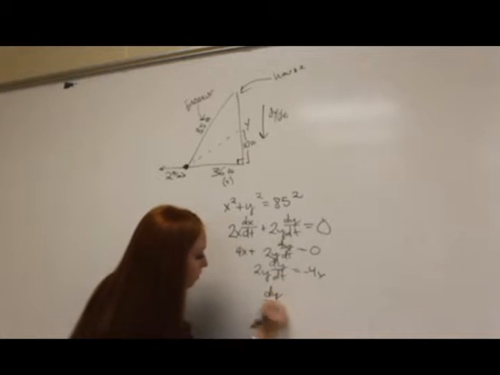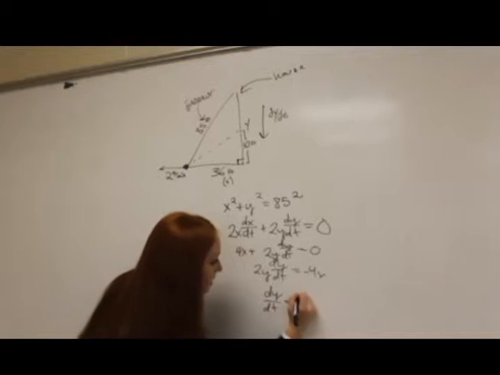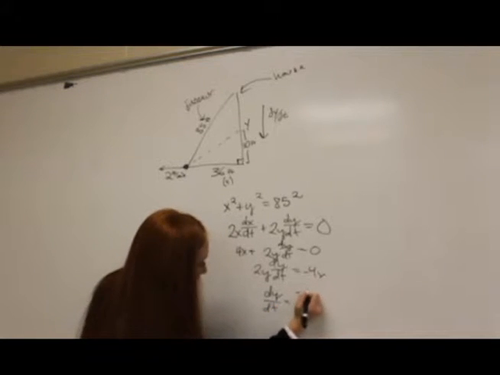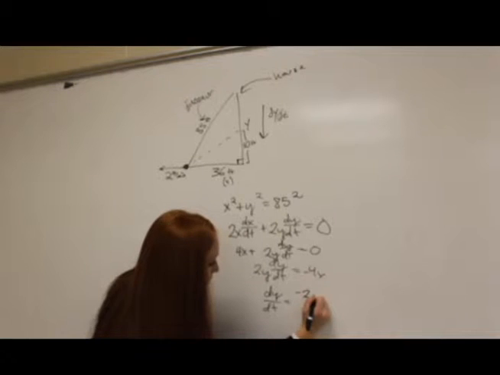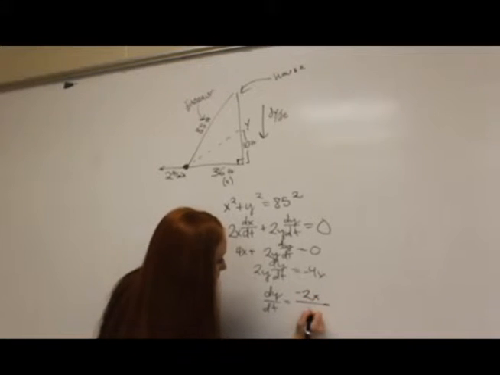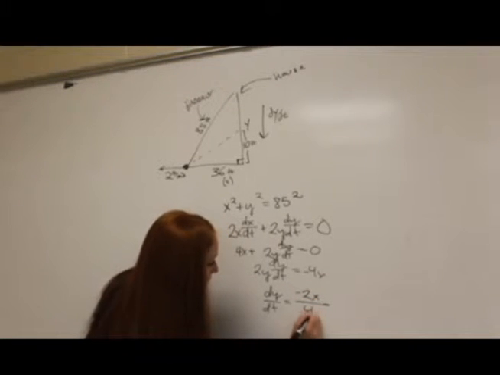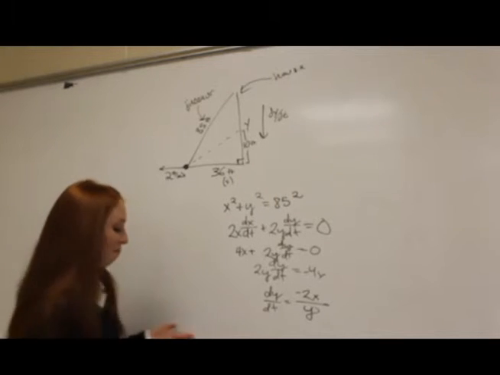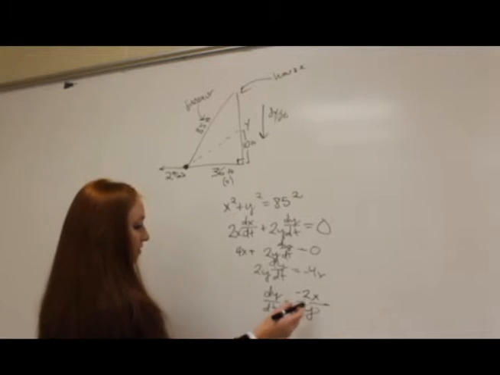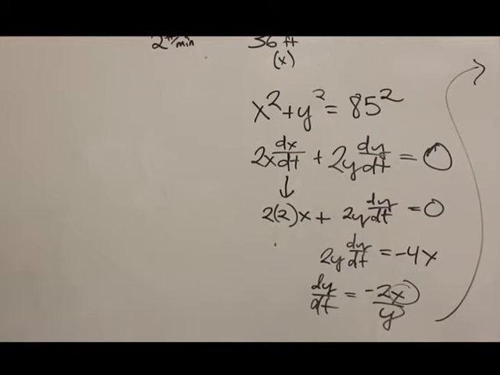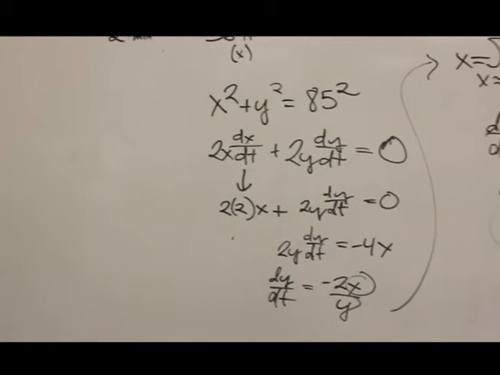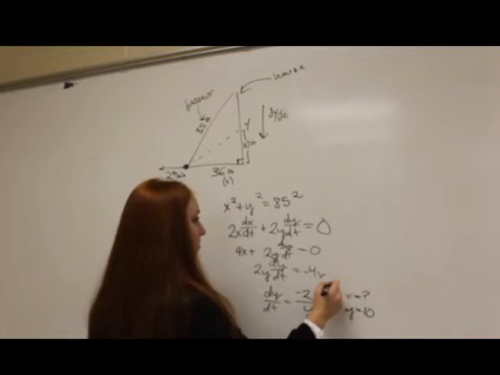So then the rate of change for y, as of right now, is negative. We're going to simplify, and it's going to be negative 2x over y when we simplify it. Okay, and then we know that y equals 10, so we have to find what x equals when y is 10.